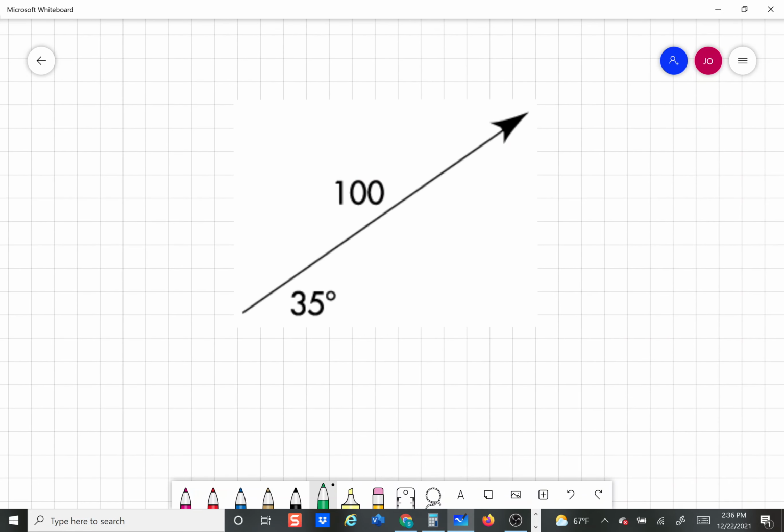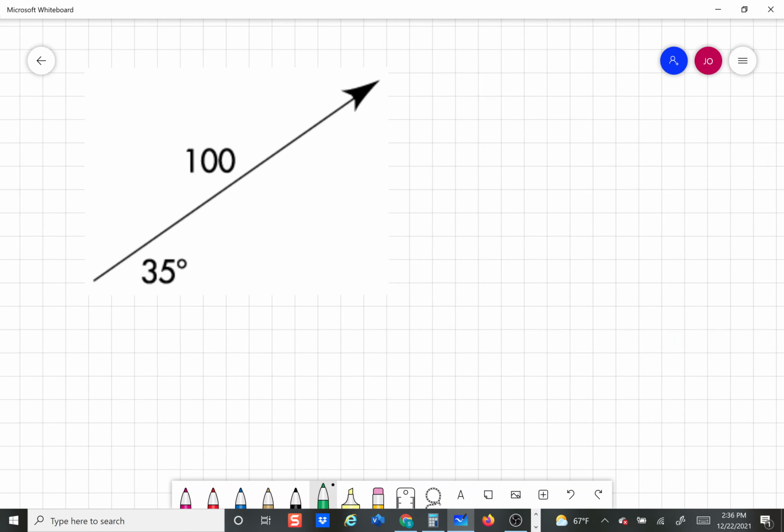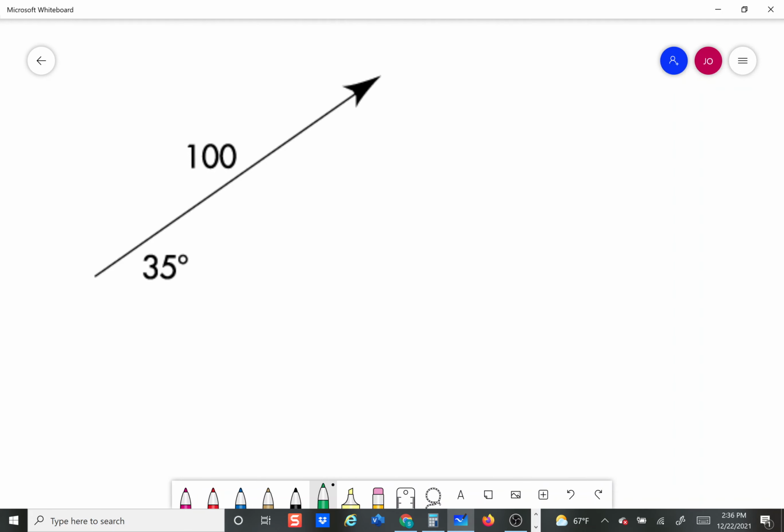So let's just say all I do is I give you a vector. And I tell you that that vector is 100 units long at 35 degrees. I want to figure out how far did I move that on the x-axis and how far did I move that on the y-axis.